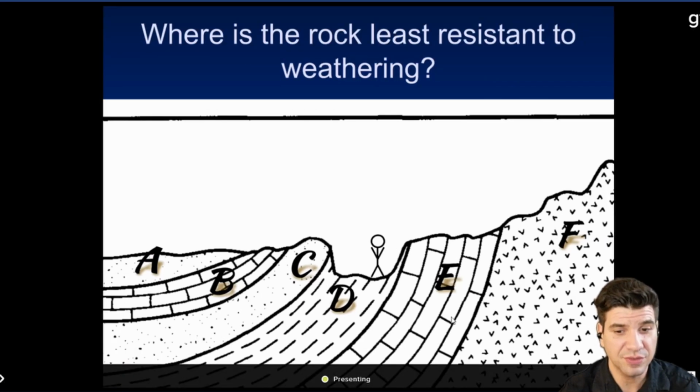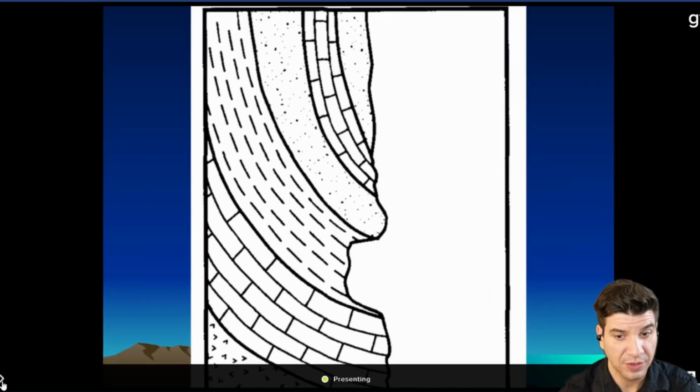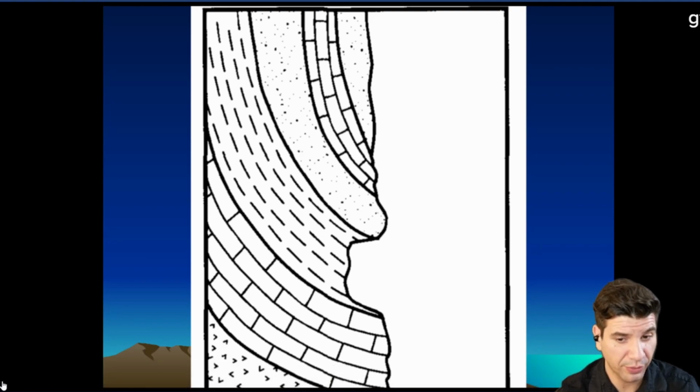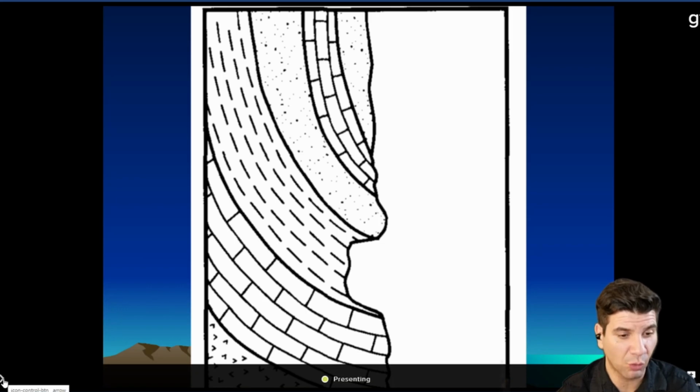Which one is least resistant? That would be D. You might also see it like this on a vertical side where it's eaten away into the rock. We see this a lot on the side of waterfalls.